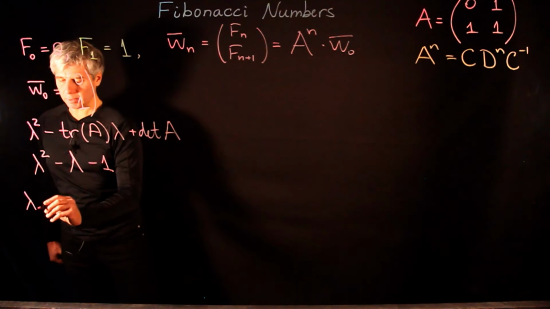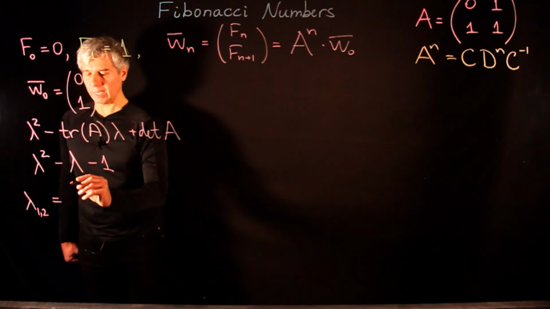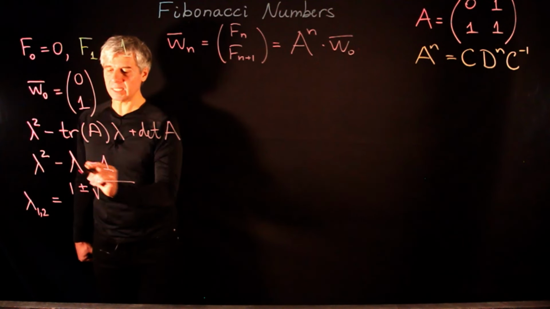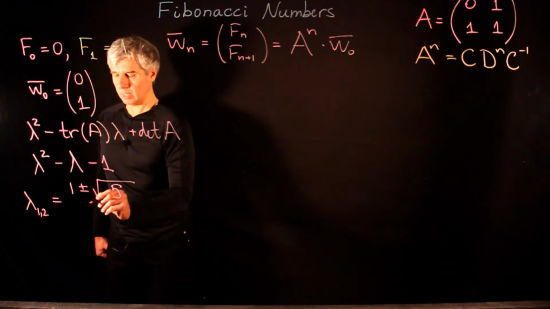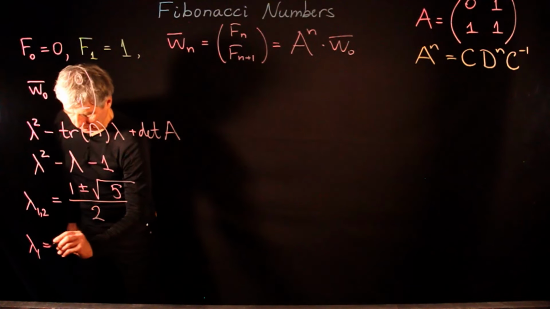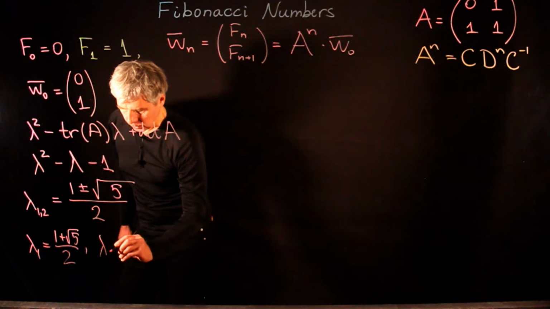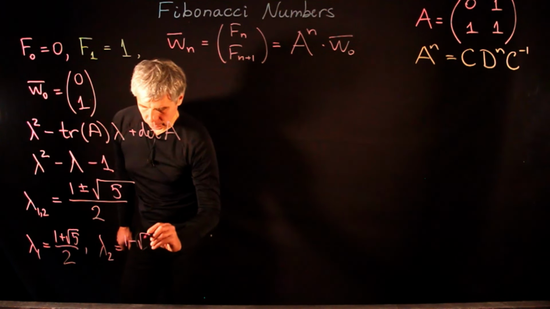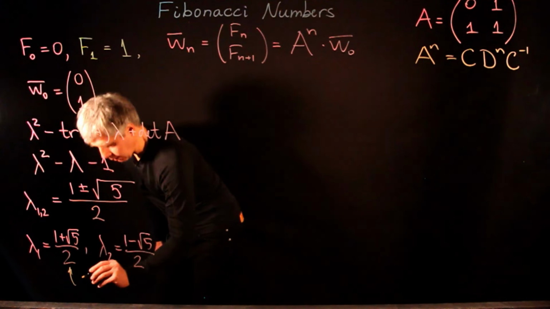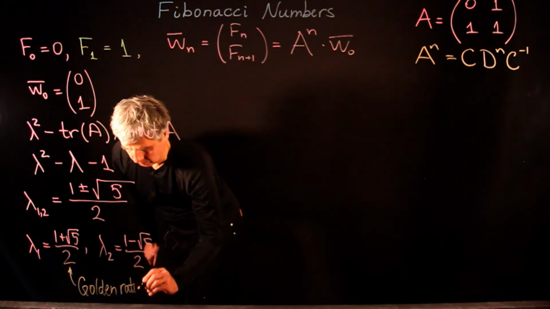Now let us solve the quadratic equation to find the roots of the characteristic polynomial. Here we will have 1 plus minus square root of b squared minus 4ac, so this is going to be 5, all divided by 2. And we get two roots. Lambda 1 is 1 plus square root of 5 over 2, and lambda 2 is 1 minus square root of 5 over 2. By the way, this first eigenvalue is the golden ratio.